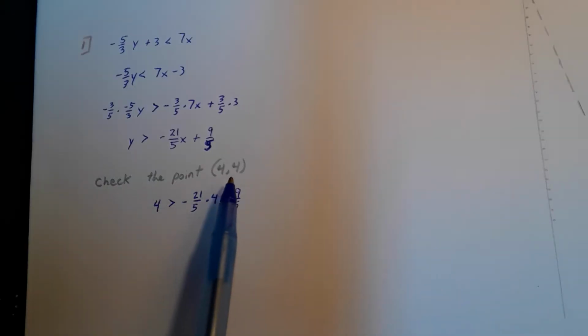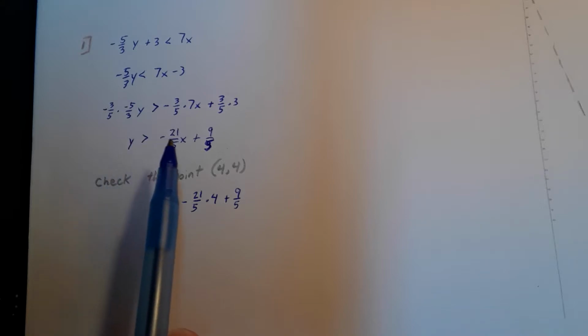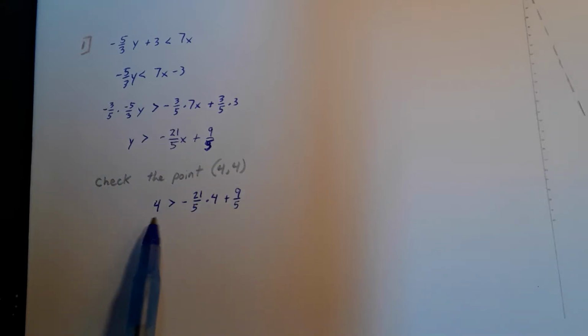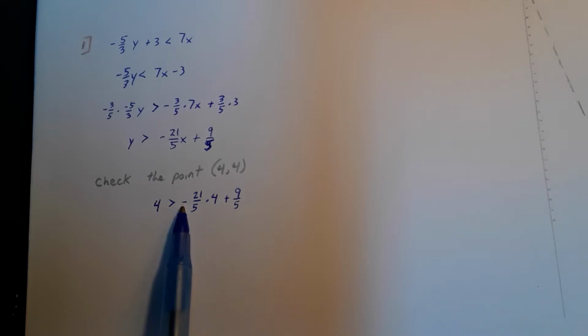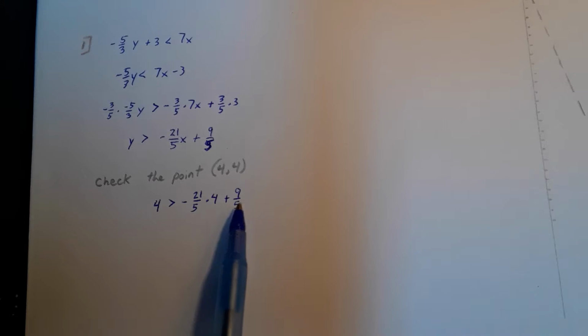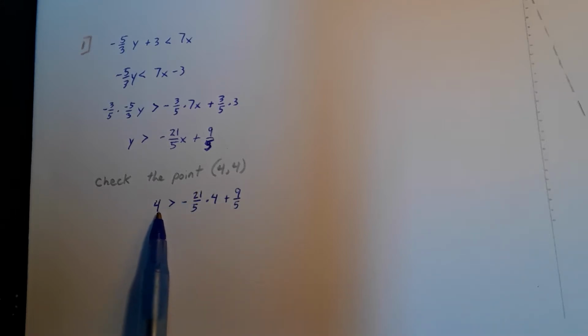Alright, we are checking the point 4, 4 in this inequality. So for the y and the x, I'm replacing it with the value 4. So I have 4 is greater than negative 21/5 times 4 plus 9/5. And we need to simplify this. So 4 times 21/5, and this is negative, and then we will add it to the 9/5 and see if this right-hand side is indeed smaller than 4.